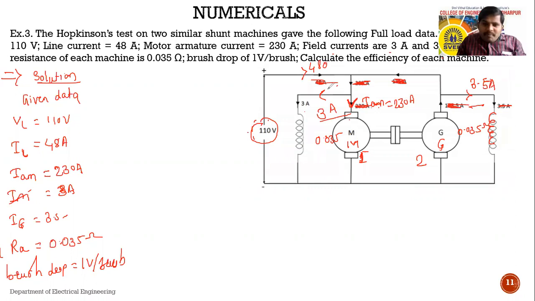Now you know the value of armature current. You know the value of shunt field winding current. Are you able to calculate the value of the supply current of the motor? Suppose both machines are running as Hopkinson's, or back-to-back, then we are calculating the supply current taken by the motor.